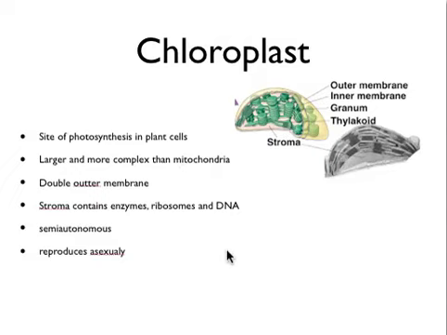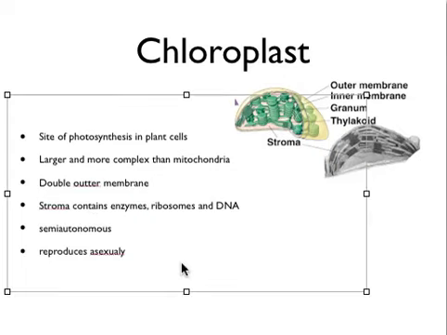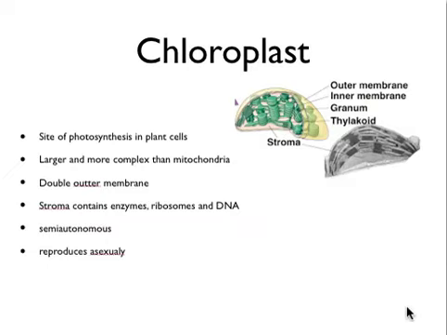It is larger and more complex than mitochondria, but they are often associated to one another in terms of their structure, things like that. And I'll explain more about it in endosymbiosis again. It has a double outer membrane. The stroma contains enzymes, ribosomes, and DNA. Again, it's semi-autonomous and reproduces asexually, which is why it's often connected to mitochondria.